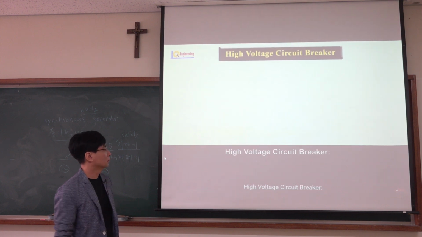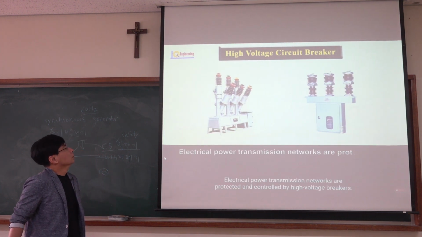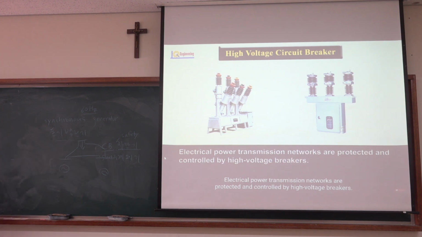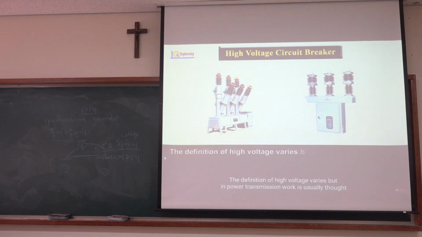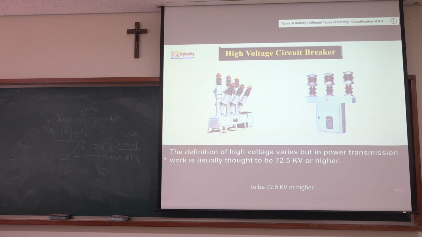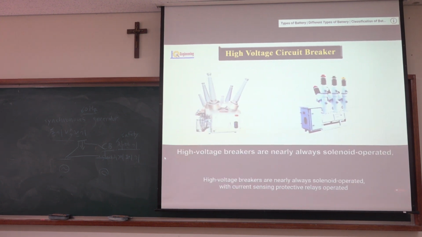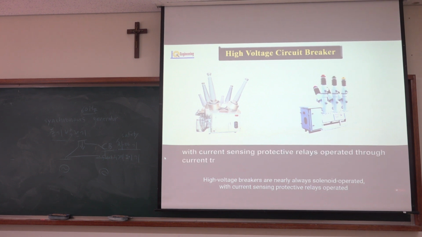High voltage circuit breaker. Electrical power transmission networks are protected and controlled by high voltage breakers. The definition of high voltage varies, but in power transmission, work is usually thought to be 72.5 kV or higher. High voltage breakers are nearly always solenoid operated, with current-sensing protective relays operated through current transformers.